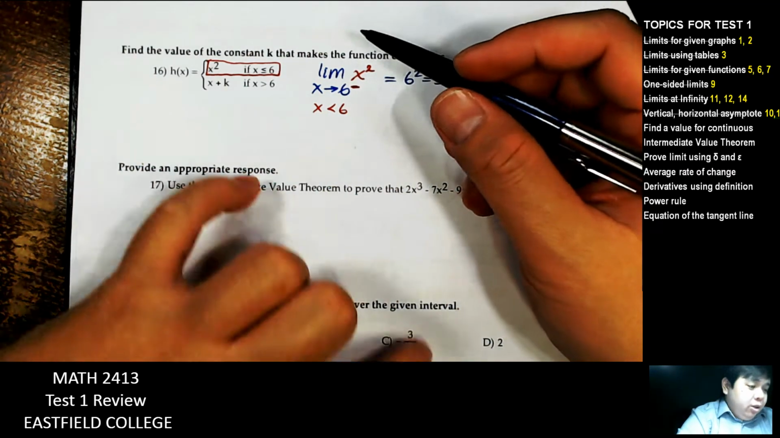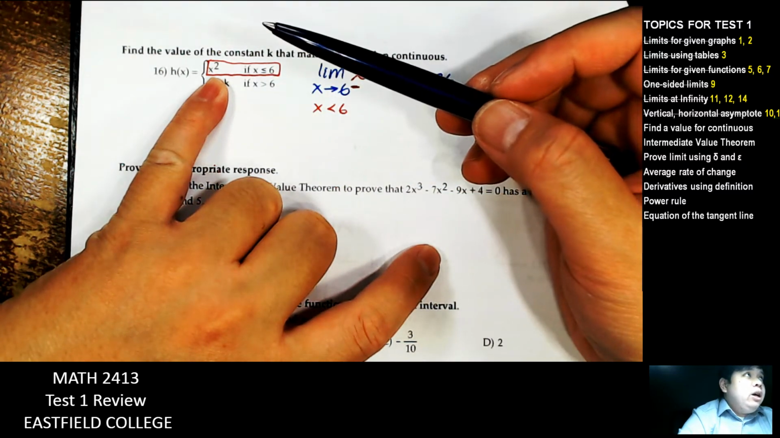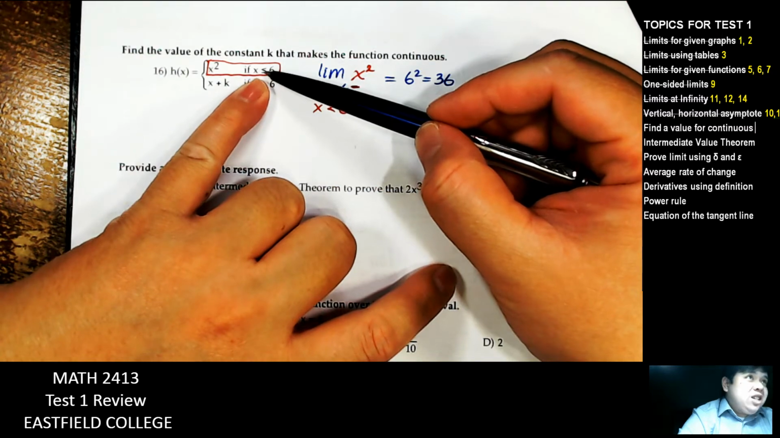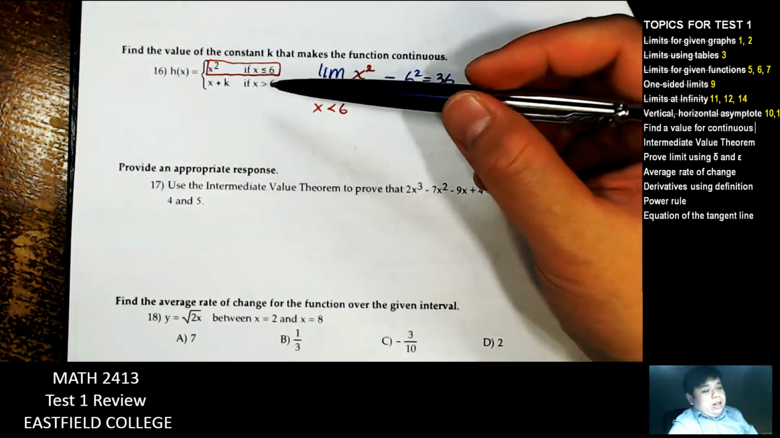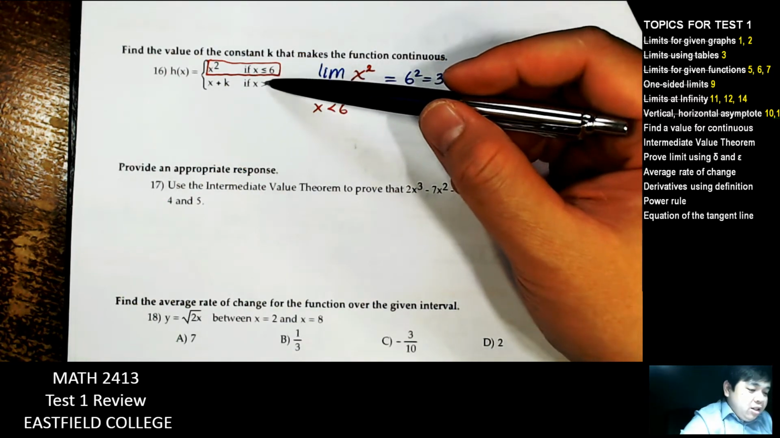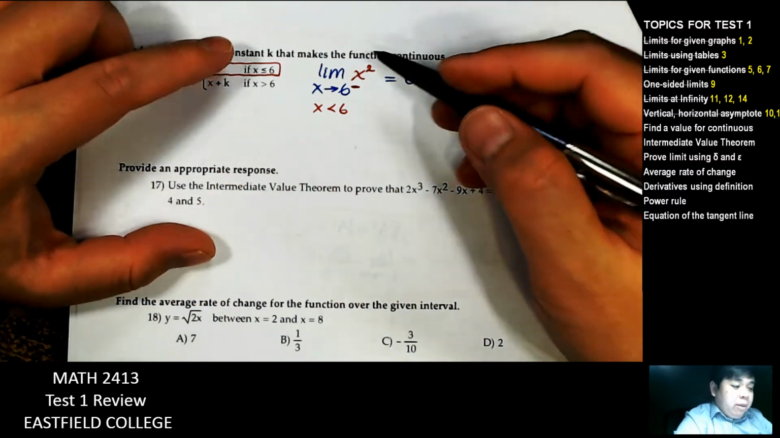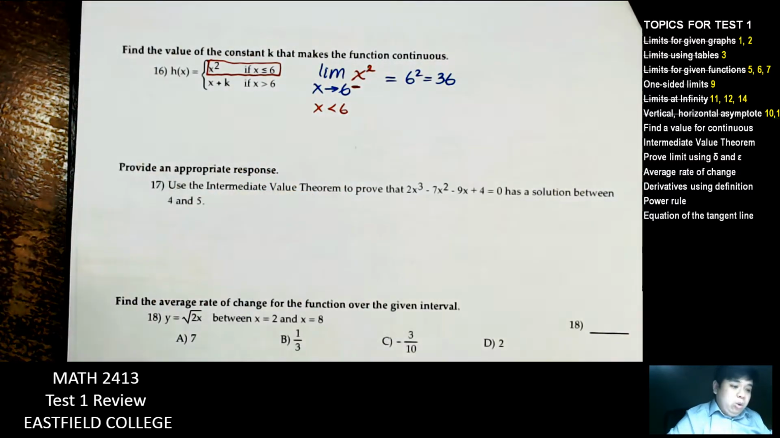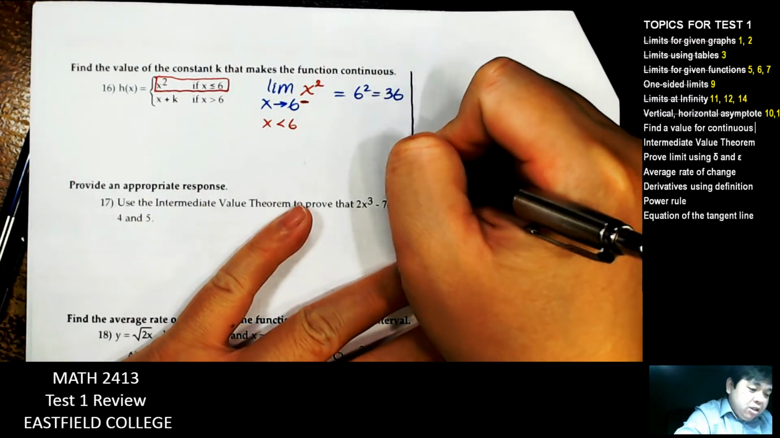One thing though, x squared is a polynomial, it is continuous everywhere, so it's good for x less than 6. x plus k is also continuous everywhere, so it works for x greater than 6. For the piecewise function, we only need to check the gap between the two functions. In this case, that will be 6.